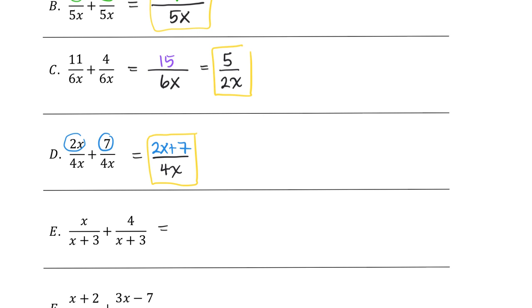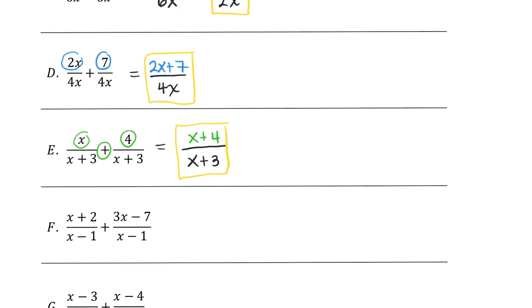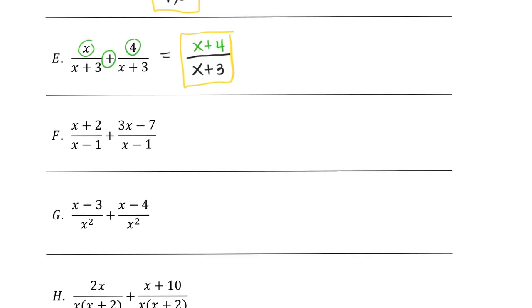Let's look at E. Common denominator is x plus 3. If I add the numerators, I have x plus 4. Okay, and then that's my final answer. If there was a common factor, I would simplify it or do something, but these ones we're just going to practice adding.